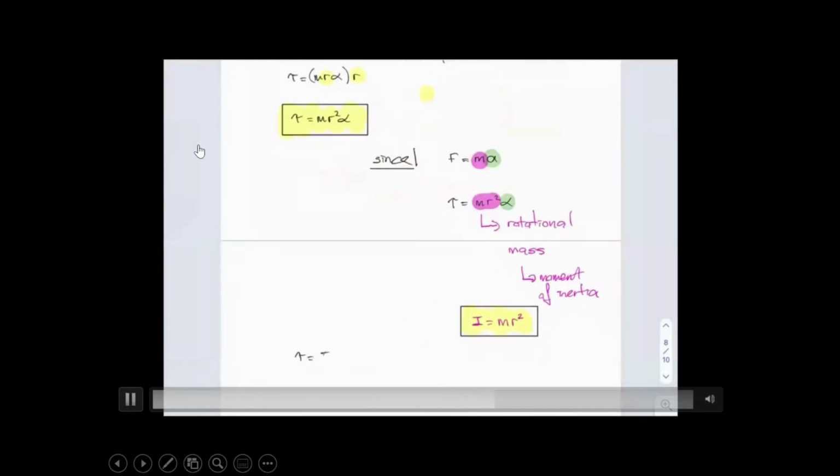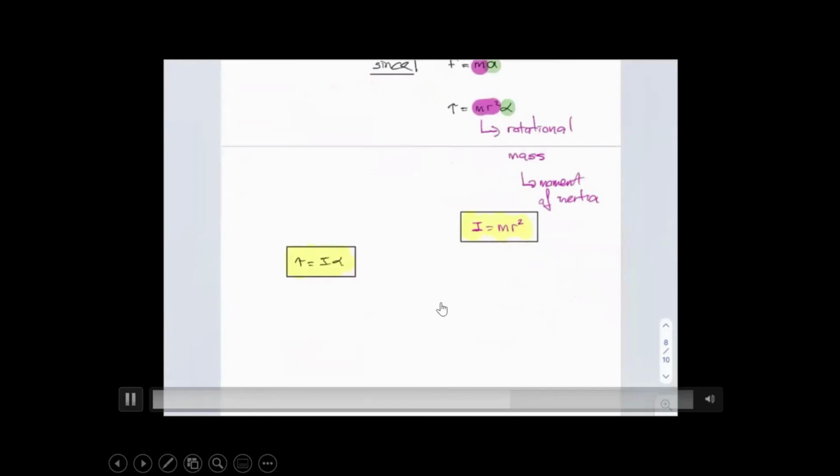Now, this moment of inertia is a really powerful concept, as you're about to discover. Here's your linear force. Here's your rotational force, this is your torque. A is your linear acceleration. Alpha is your angular acceleration. You got your mass and you got your rotational mass. That's how you do a transformation. Rotational mass is going to be expressed in terms of the linear mass. You take the regular mass and multiply it by the square of the radial distance.